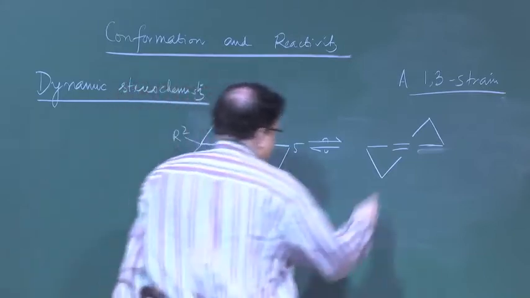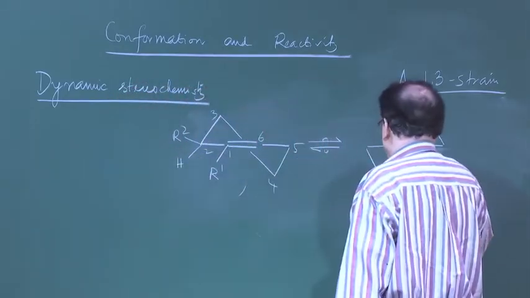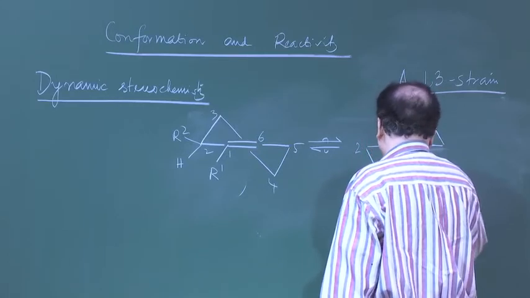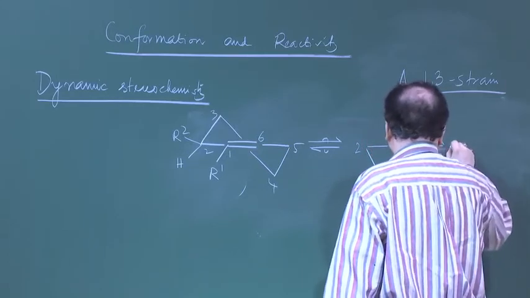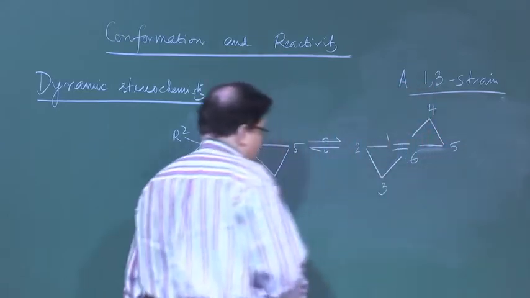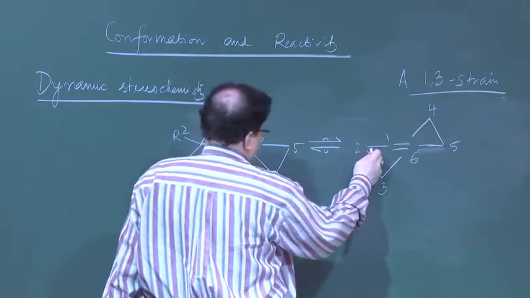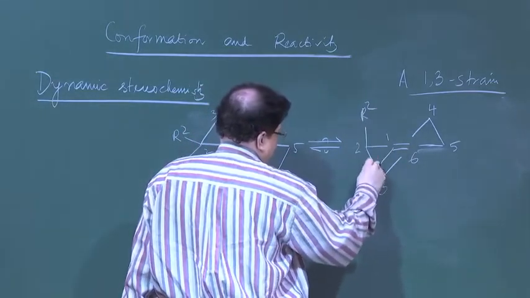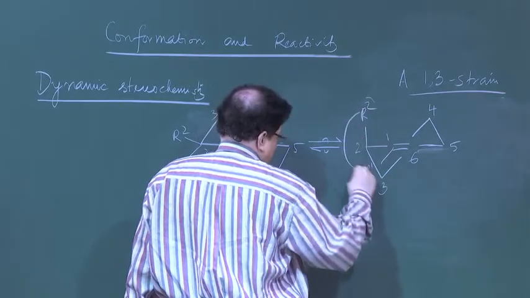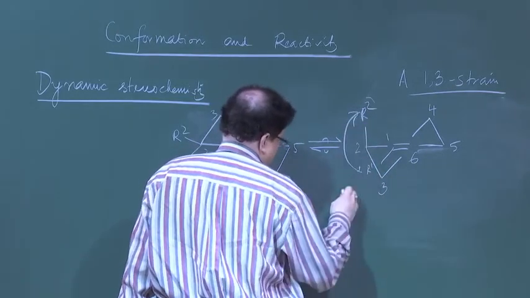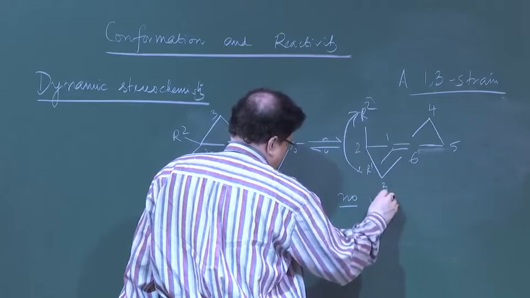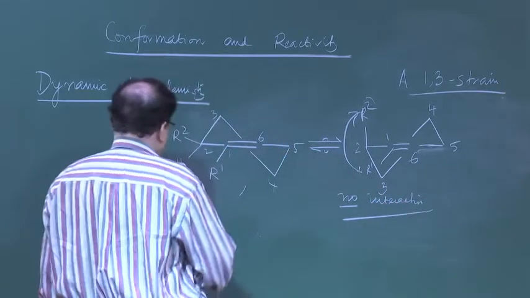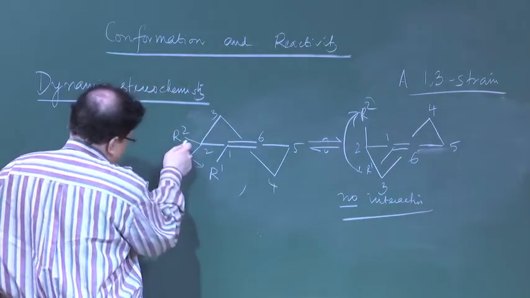So, now this will be 1. This is 2, that is no doubt 2, this is 3, that has gone down, this is 4, this is 5 and this is 6. Okay. Now, where is this R1? The R2 is pointing to this side and R1 is still here. So, now there is practically no interaction between R1 and R2, but here there is A12 strain.